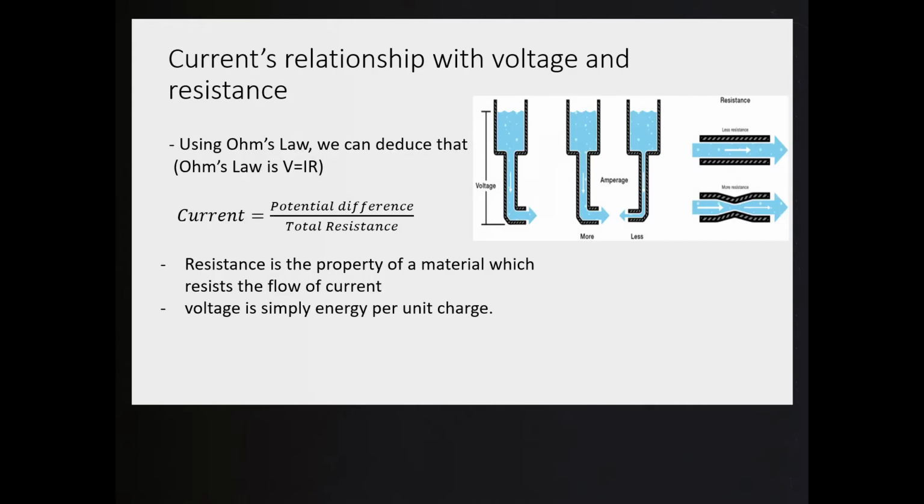So, current's relationship with voltage and resistance. Using Ohm's law, we can deduce that current is equal to potential difference over total resistance. Resistance is a property of a material which resists the flow of current. Voltage is simply energy per unit charge.